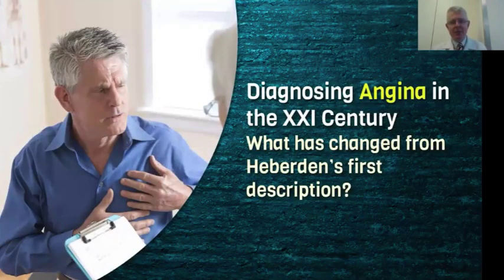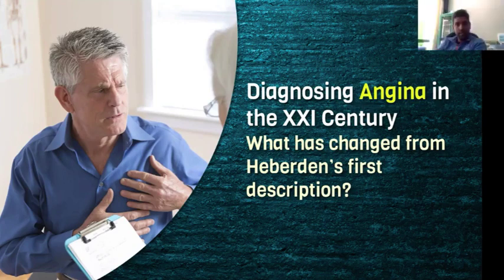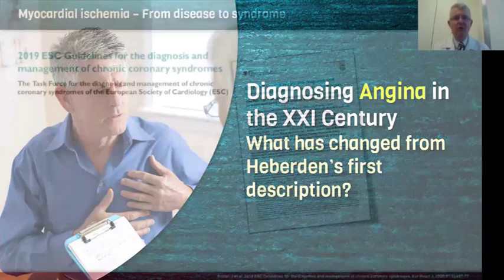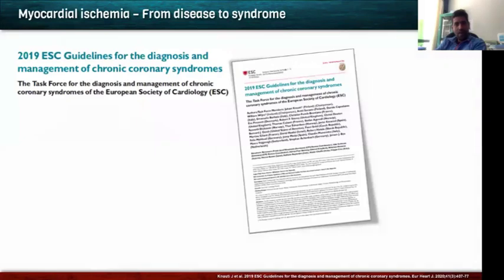Okay, it has been more than 200 years since Heberden's first description of a new disease, which he called angina pectoris. So what has changed from first description of angina to the 21st century? Well, I would say that a lot has changed. If you take the 2019 European Society of Cardiology guidelines for the diagnosis of stable angina, the first thing you will notice is that there's a change in the title of that paper.